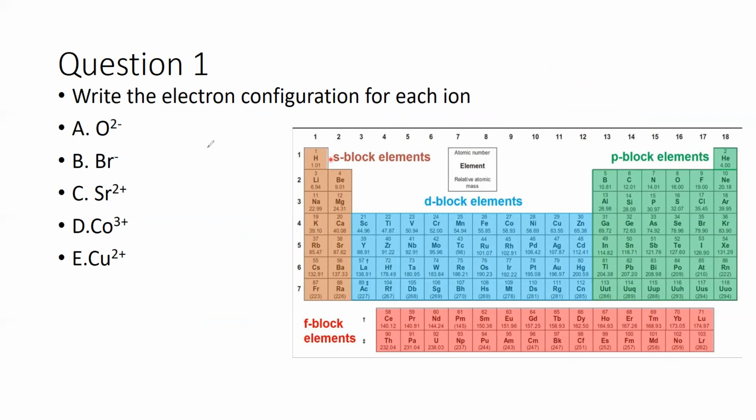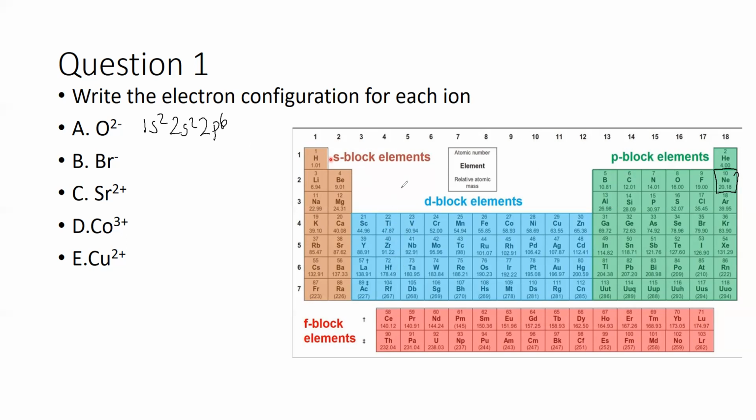So normally oxygen is 1s2, 2s2, then 2p1, 2, 3, 4. That's neutral oxygen, but it's oxygen 2-. So that means I have 2 extra electrons. So instead of 2p4, this would be 2p6, which is the same electron configuration as neon. So I want you to try and figure that out.